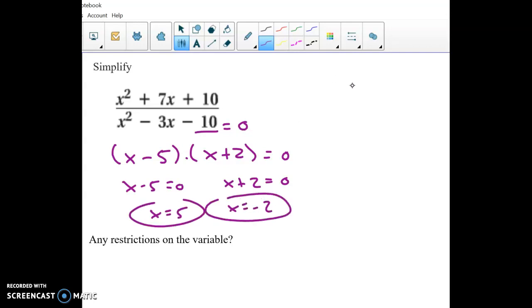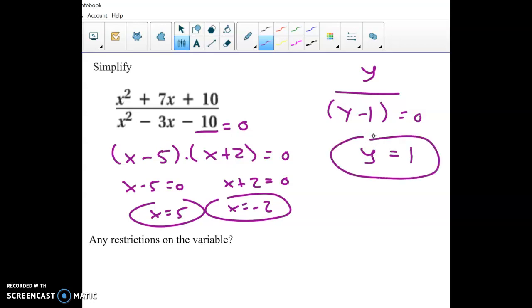Sometimes you can just tell. If I took a simple expression, let's say y over y minus 1, I don't need to factor that. It's already factored. I can tell the denominator is 0 when y is 1, because then we have 1 minus 1 over 1. So we'd have 1 over 0 and make an error.